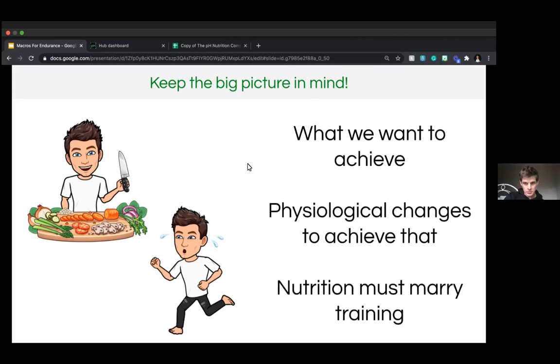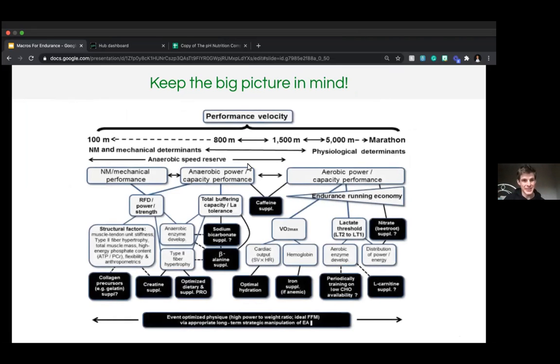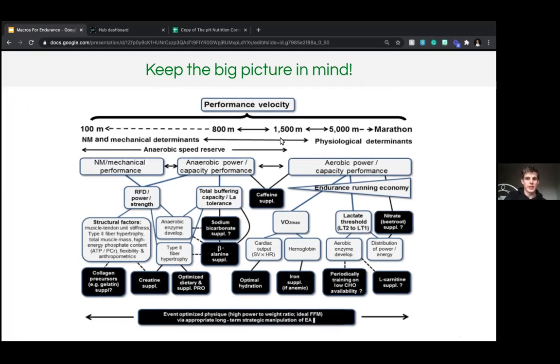So I'm just going to bring up one of my favorite flow charts, which is a bit overwhelming, a bit in your face, but it's basically a little overview of the physiological changes and some nutrition interventions that can impact your performance. So obviously we're talking endurance, so we're going to be looking more at the right-hand side of this flowchart. We're going to focus on aerobic power and capacity and performance. And we know that endurance running economy is going to be a big part of that.